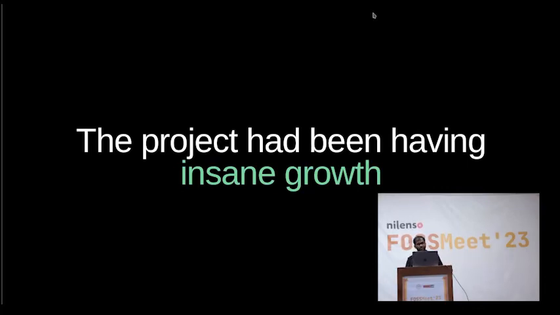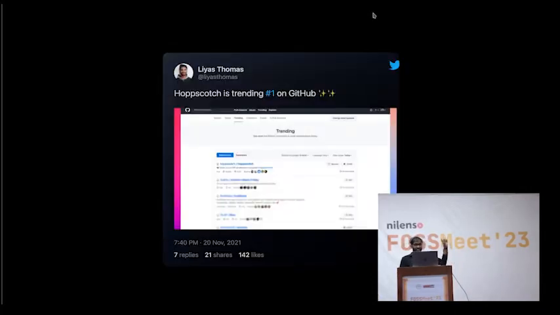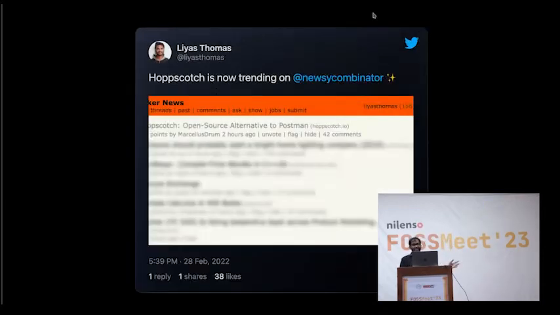After we published it, within a week, Hopscotch was trending on GitHub. This is a more recent trending number 1, but whenever we release features, we are basically hitting GitHub trending number 1 worldwide. Of course, Hacker News, even there the title is open source alternative to Postman, what can we do about it? But even there, we were getting trending everywhere.